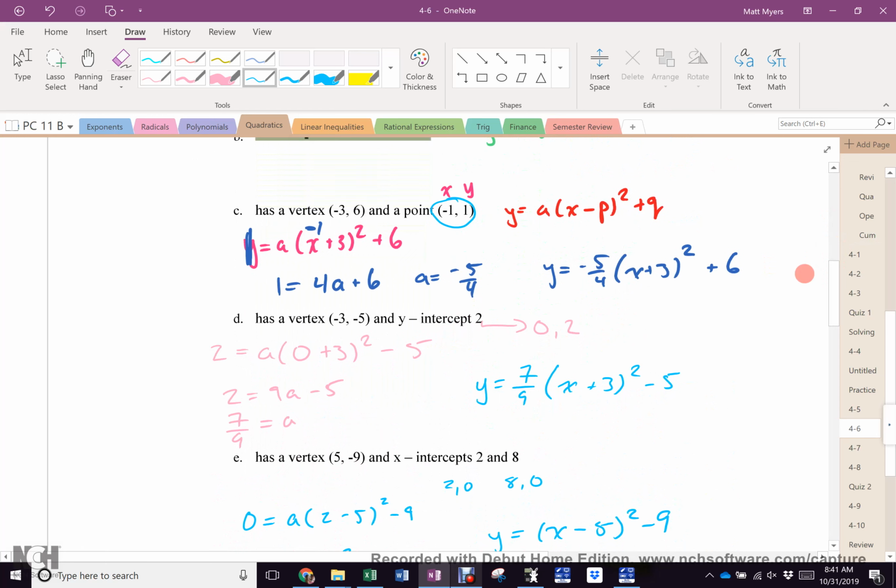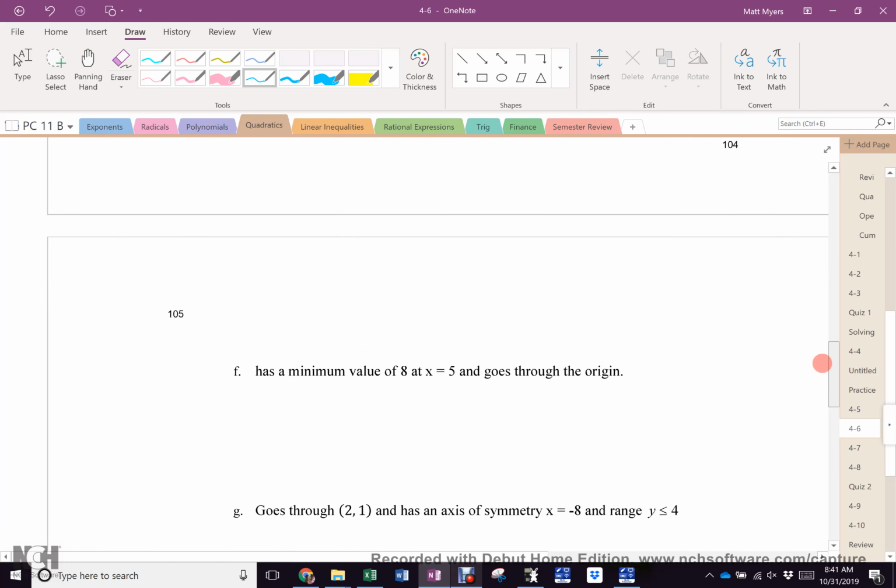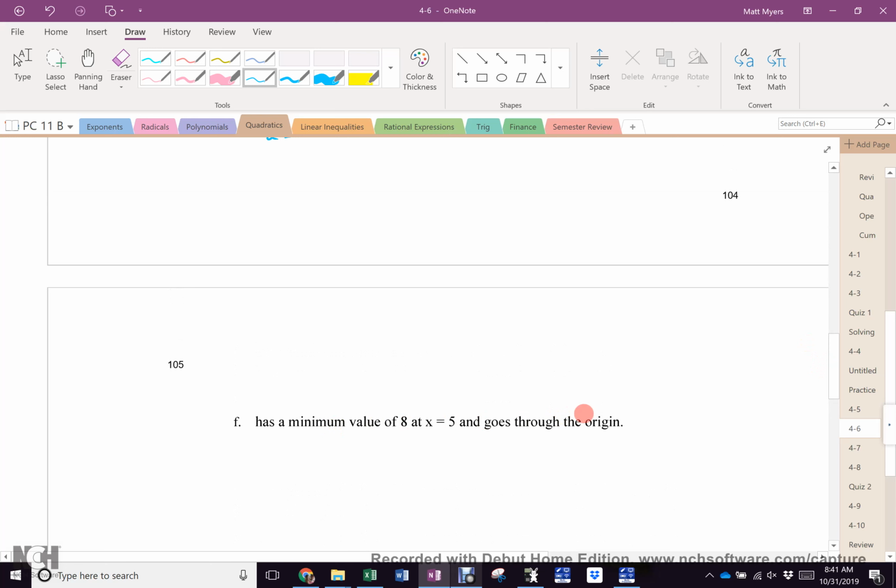What did I do to mess with you here? I made you have to remember what a y-intercept was. What did I do to you here? I made you remember what an x-intercept was. What am I doing here? I don't actually say, here is your vertex. I'm going to make you think. What is your vertex here?